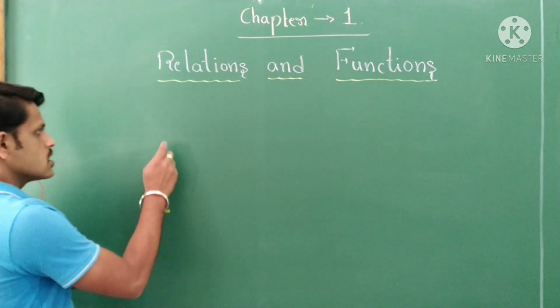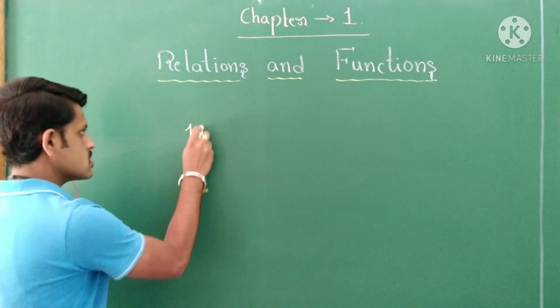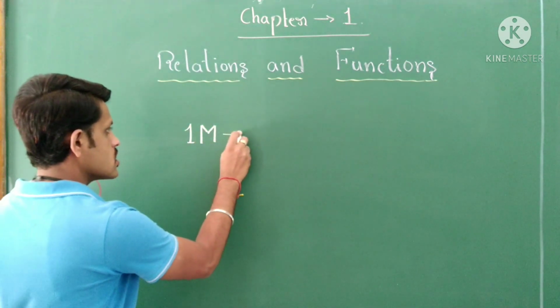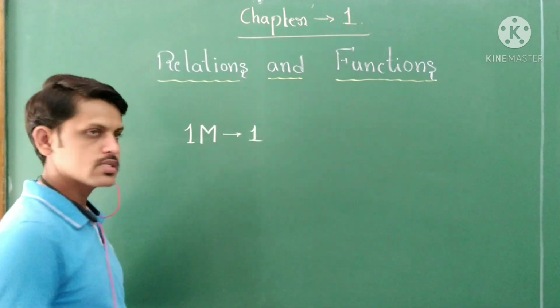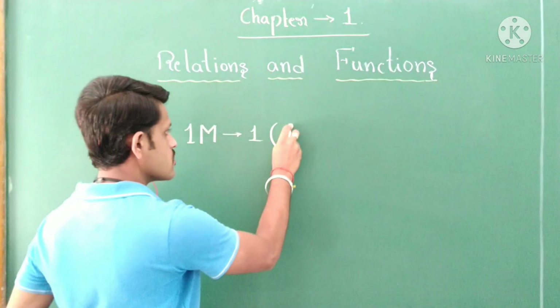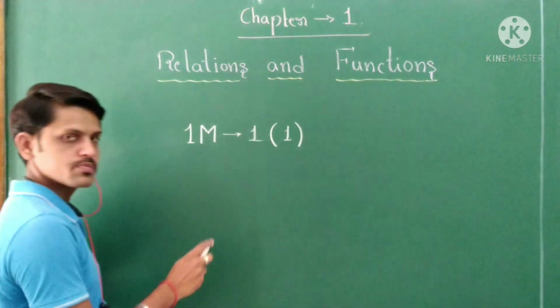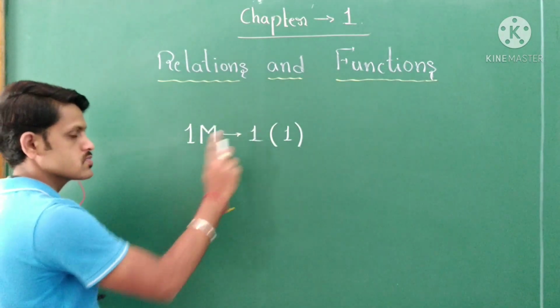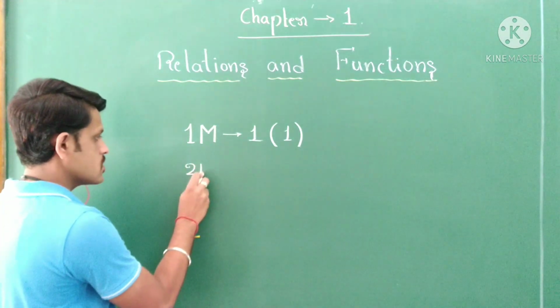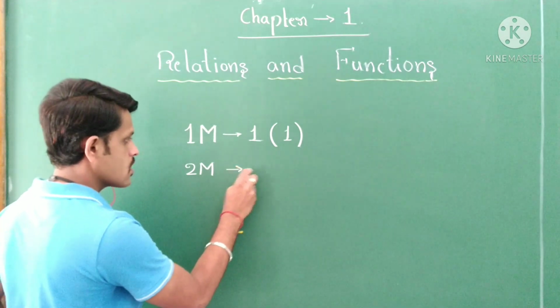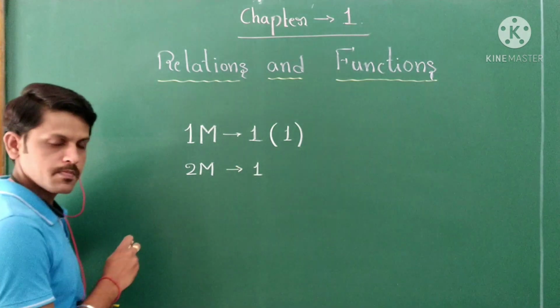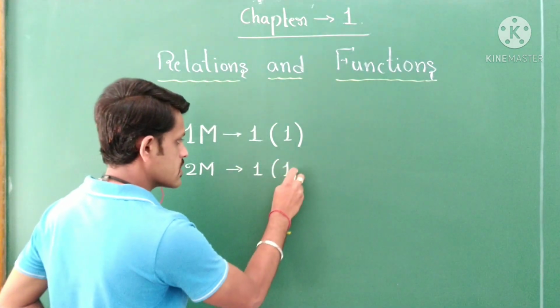Now, here one 1 mark question is raised. The question number is first one. The first question is purely based on relations and functions. That is a 1 mark question. And next, there is a 2 marks question. That is only one question raised. The question number is 11.